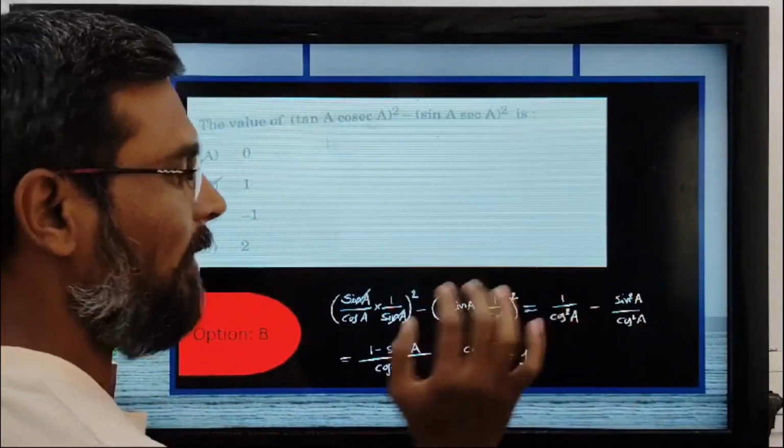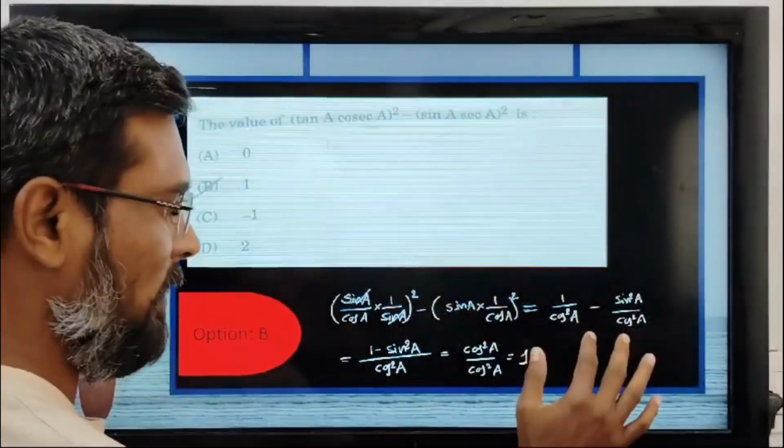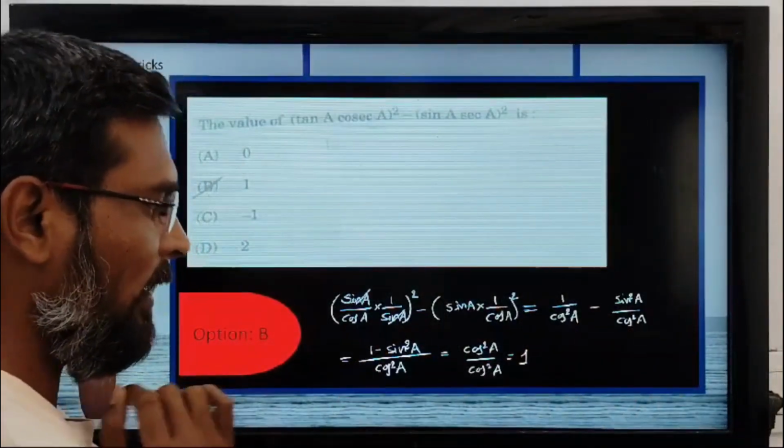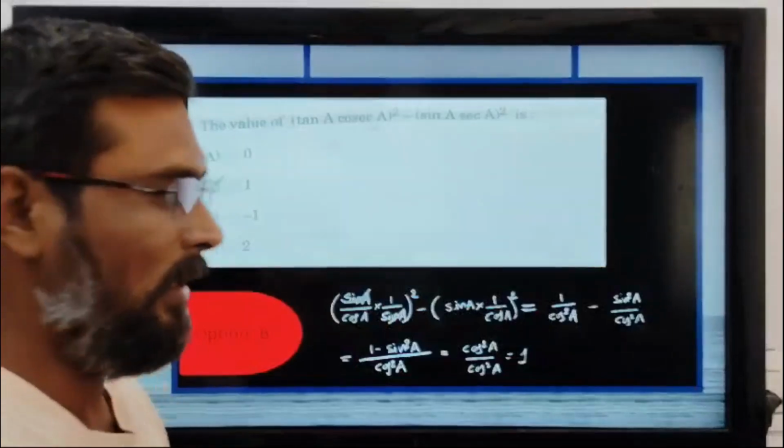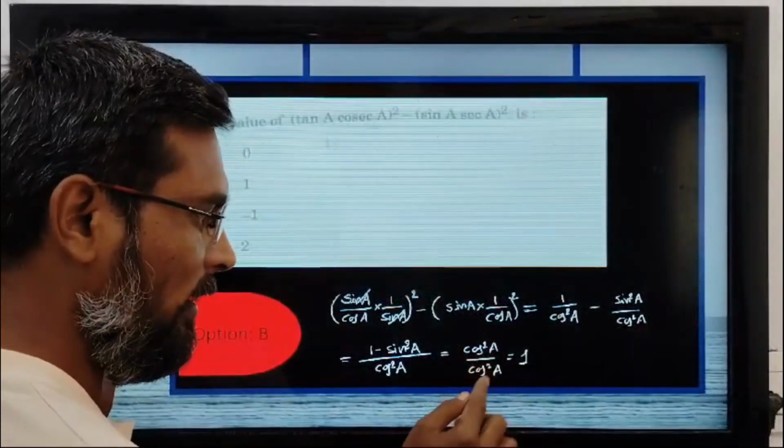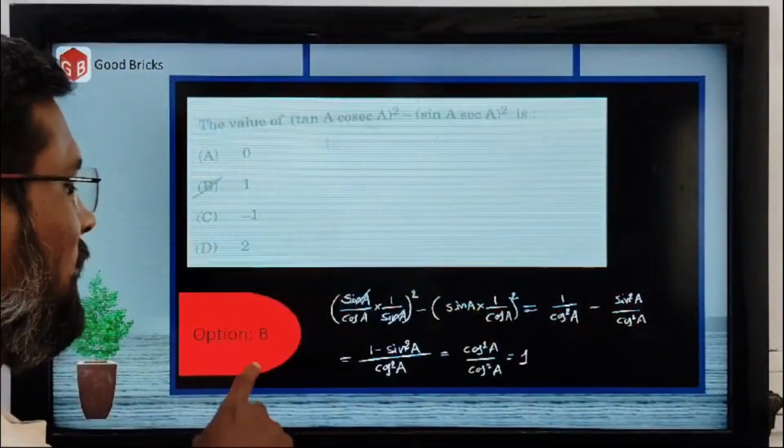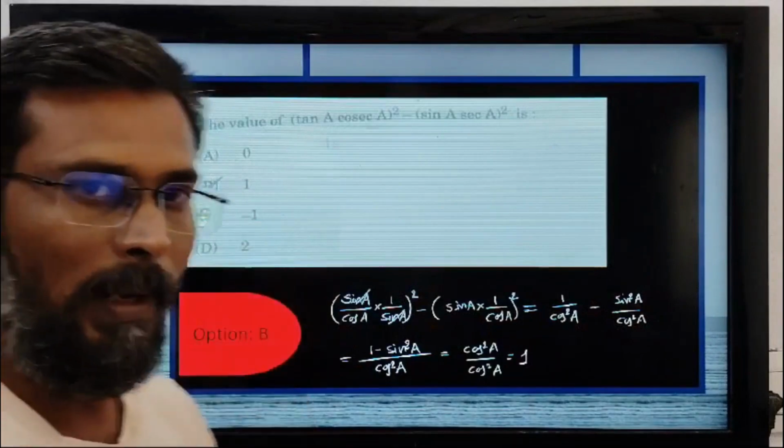Now here denominators are same. So if you take LCM, you can write 1 minus sin square A. 1 minus sin square A is nothing but cos square A. When you cancel these two, you will get 1. That is the reason you have to select option B for this second question.